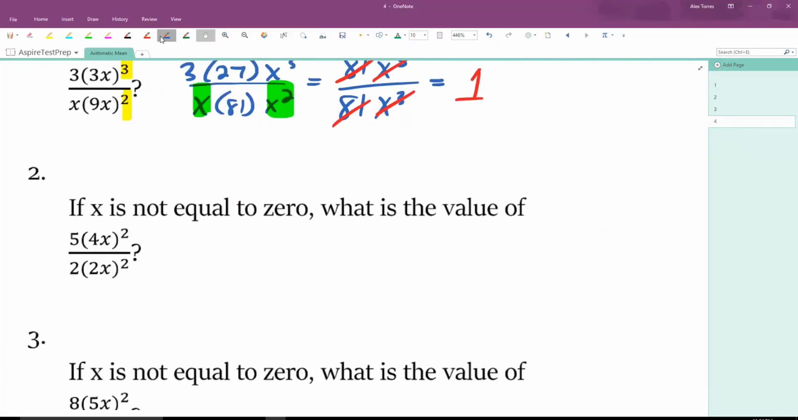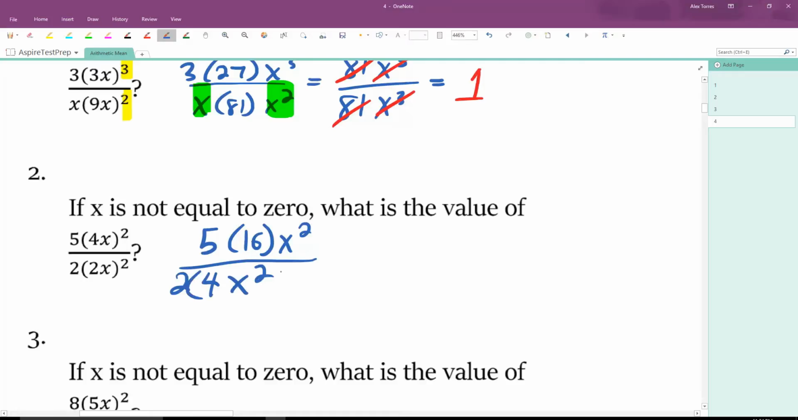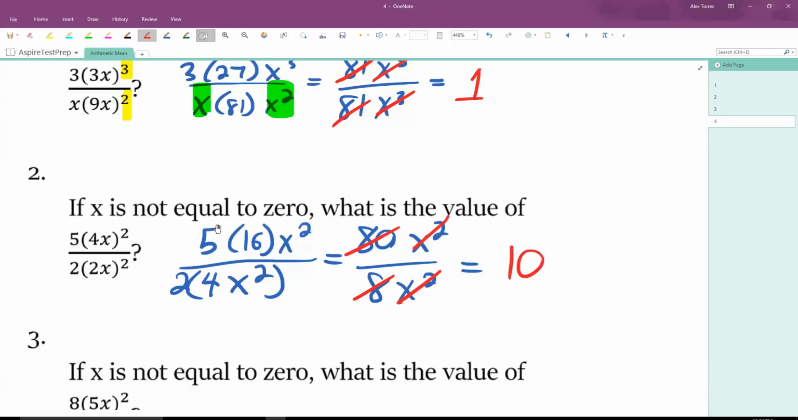Question 2. If we do the exponents first, we have the 5 that was already there. Then we have 4 to the second power, which is 16, and x to the second power. And on the bottom, we have 2 to the second power, which is 4, and x squared, and not to forget the 2 that was already there. So on the top, we have 5 times 16, which is 80, x squared over 8x squared. And now we have x squared on the top and on the bottom. They cancel out, and 80 divided by 8 is 10. So the answer to number 2 is 10.